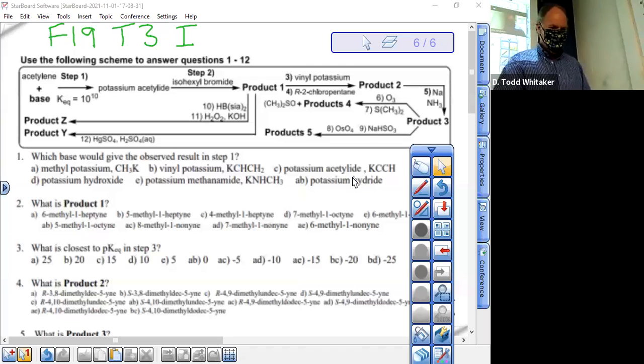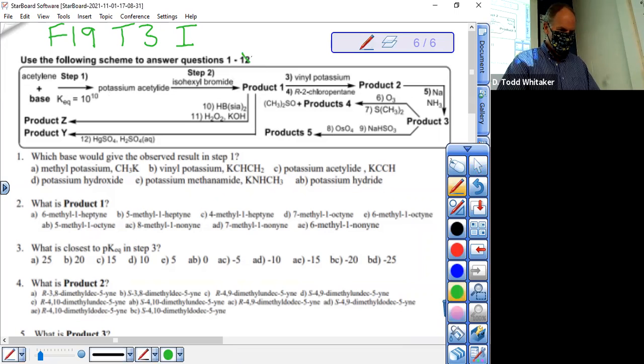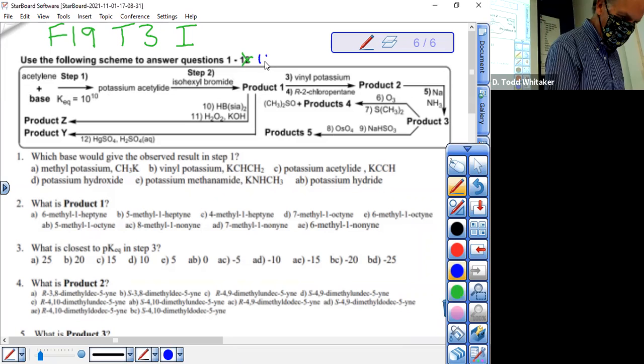We have a request to do part 1 of fall 19 test 3. And we're going to do the scheme. Got a lot of stuff in the way this time. So this scheme is going to be, there was a typo on the test. It should have been questions 1 through 11, which we will do right now.